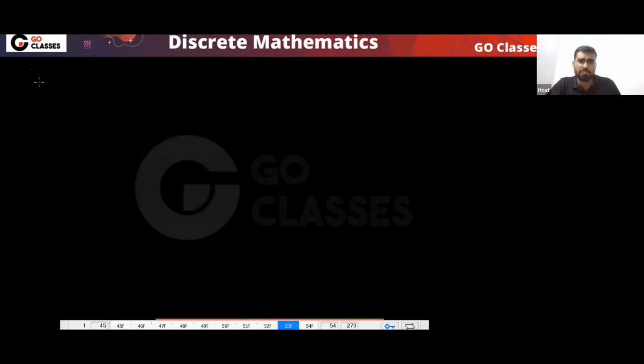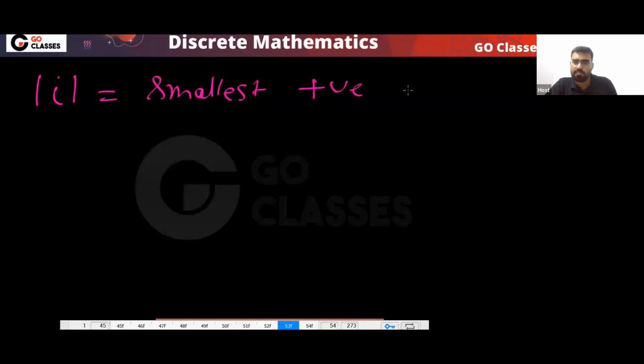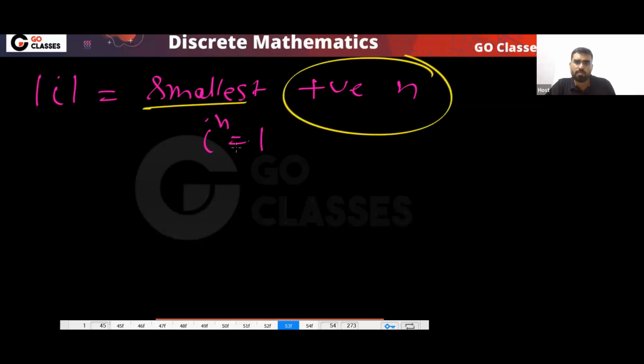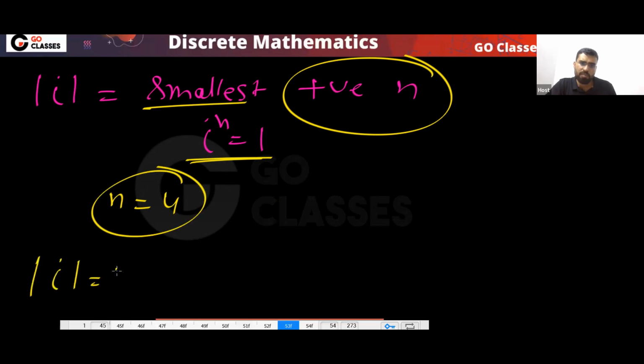Order of iota is the smallest positive n such that iota power n is equal to the identity element. So tell me, what is the smallest positive n such that this will happen? That is n equal to 4. So order of iota will be 4. And this means iota can generate 4 elements. It means this is the size of the subgroup generated by iota.